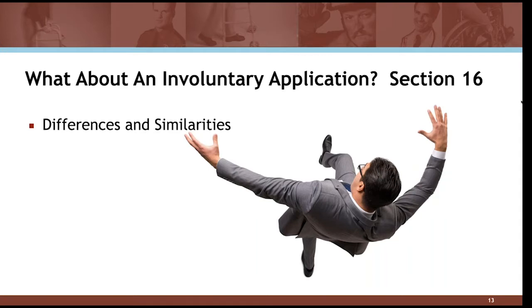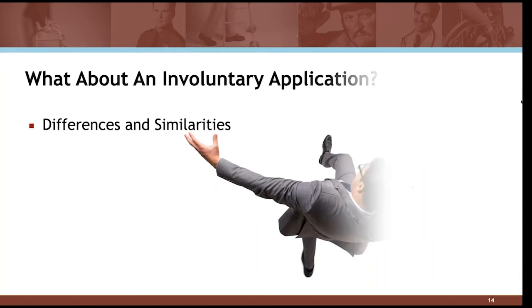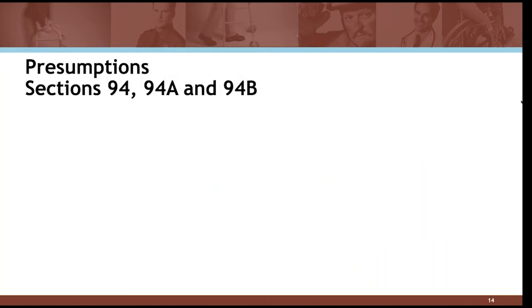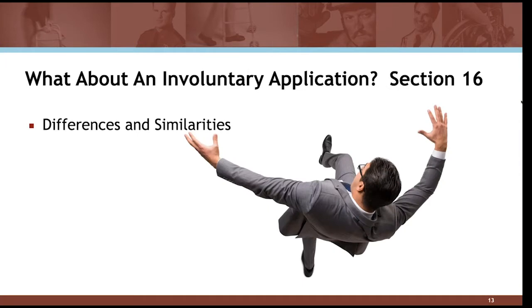But what about an involuntary application, which is Section 16? Where does that fit in? So I'm going to discuss the similarities and the differences. When the member or applicant files the application for disability, we refer to this as a voluntary application. The employee files the application and provides the necessary medical records, etc.